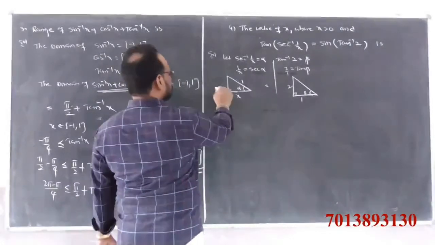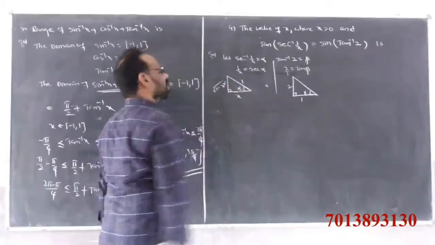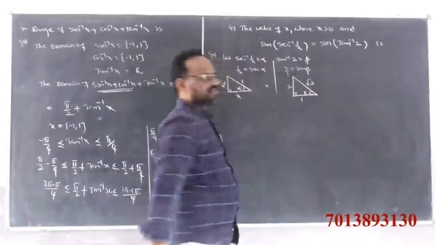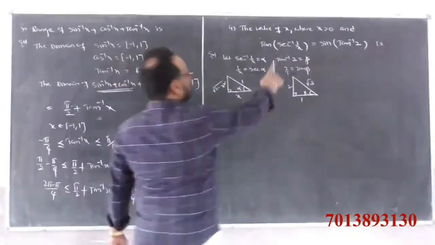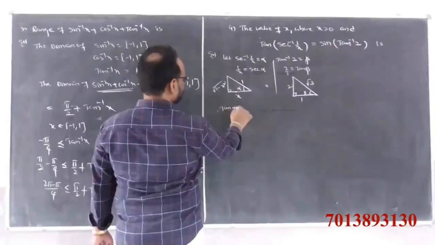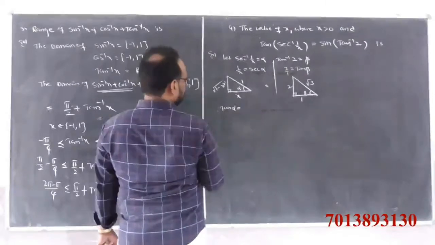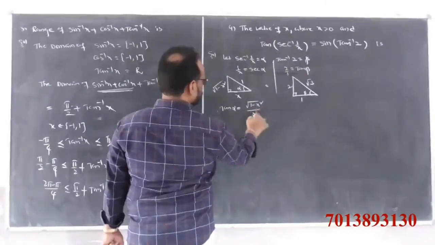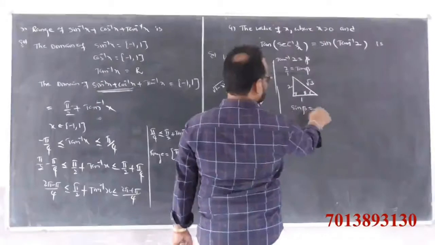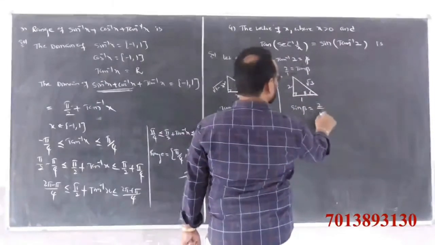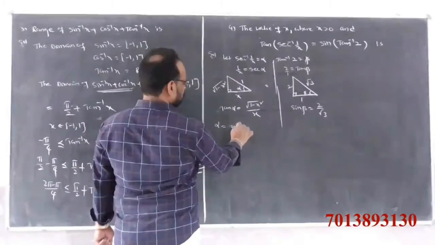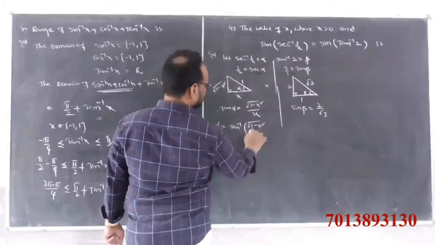By Pythagoras theorem, this is clearly square root of 1 minus x square. Here also by Pythagoras theorem, 4 minus 1 we get root 3. So we want tan alpha. Tan alpha is equal to opposite by adjacent, square root of 1 minus x square by x. Also sin beta is equal to opposite by hypotenuse, 2 by root 3. So alpha is equal to tan inverse of square root of 1 minus x square by x.